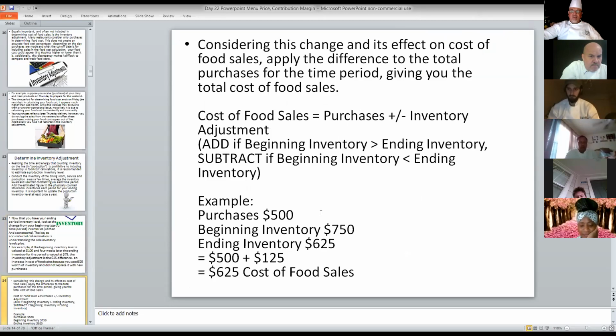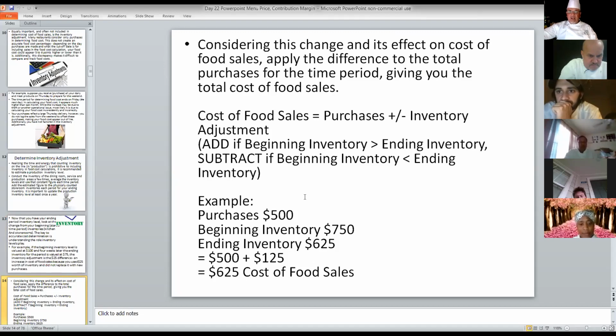Consider this change and its effect on the cost of food sales. Apply the difference to the total purchases for the time period, giving you the total cost of food sales. So cost of food sales, again, is purchases plus or minus inventory adjustment. Add if beginning inventory exceeds ending inventory. So track the beginning inventory and ending inventory. For example, purchases 500, beginning is 750, ending is 625.